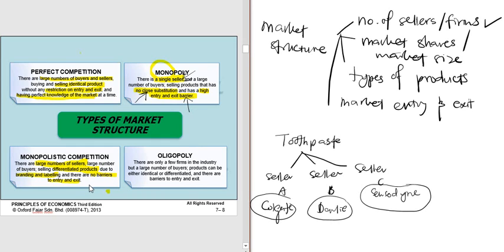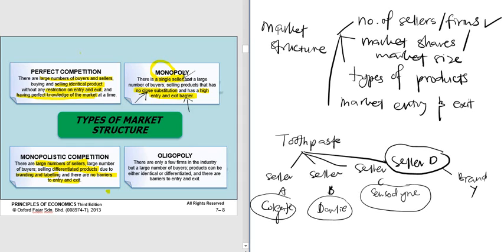Meaning it's easy for other firms to enter the market. If you want to be seller D, you want to enter this market, you can be seller D. You can also sell toothpaste, and you can also put your own brand, let's say brand Y. So you basically sell the same product with a different brand, probably with different quality and different price. It's easy for you as long as you have the needed capital and so on. So that is monopolistic competition.